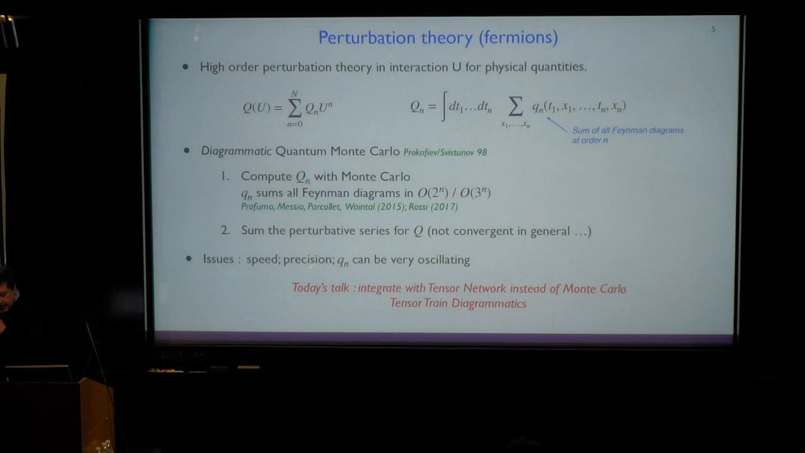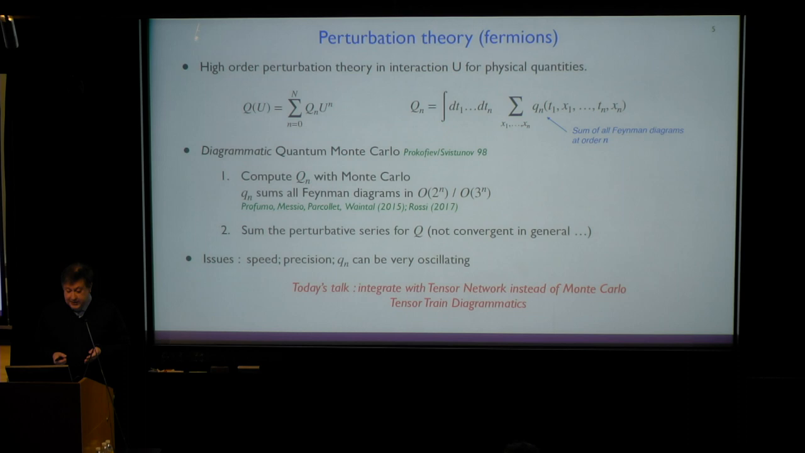And there has been a lot of activity in our field by a subgroup, called diagrammatic quantum Monte Carlo, following ideas by Prokof'ev and Svistunov, which goes basically as follows. You compute Q_n with Monte Carlo techniques, where Q_n sums all the Feynman diagrams. Originally, in the original proposal, the diagrams were explored stochastically. More modern versions use resummed expressions for the Feynman diagrams that can sum all of them in exponential time, not factorial: 2 to the n out of equilibrium, 3 to the n in equilibrium. And we have done that recently.